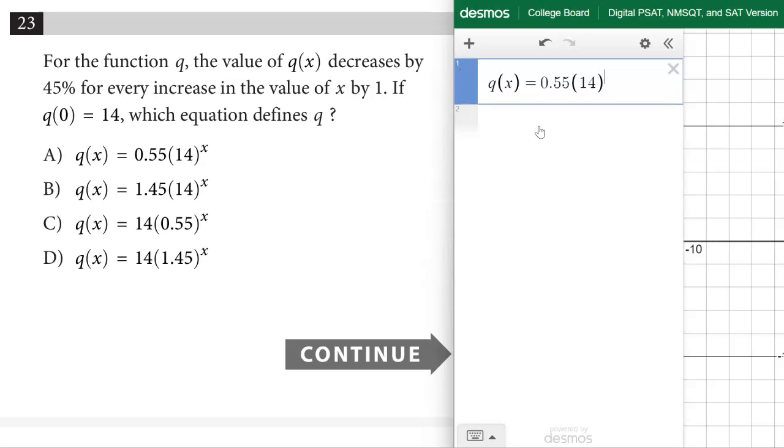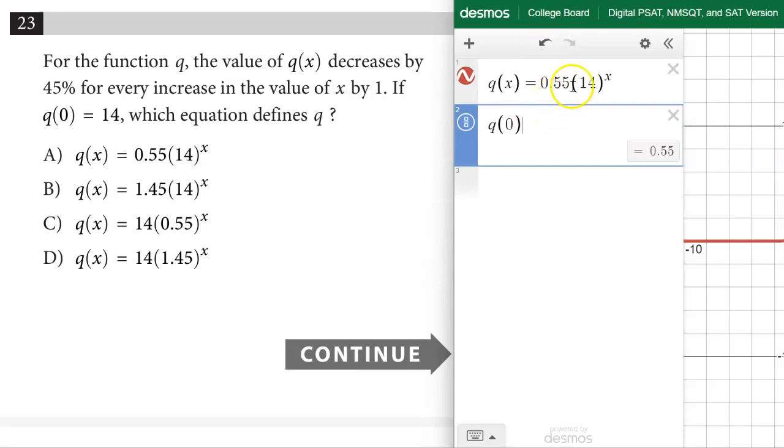And then I can start by checking to see, is Q of 0 equal to 14? And it doesn't say 14. So that means I don't want to use answer choice A. So let's go ahead and change it to answer choice B. I've got 1.45, and I'm multiplying by 14 to the X power. And also Q of 0 is not 14, so it's not A and it's not B. So let's move on to the next one.